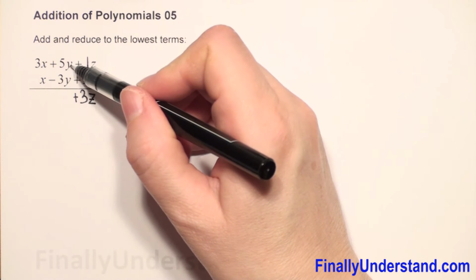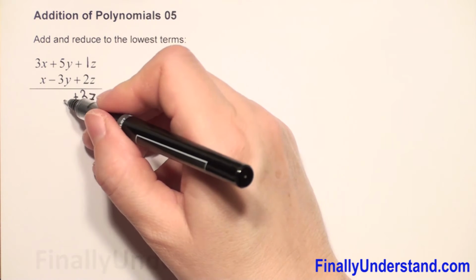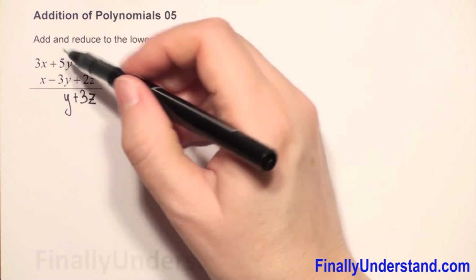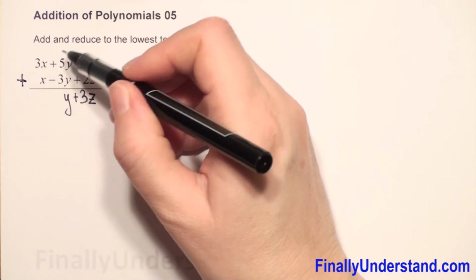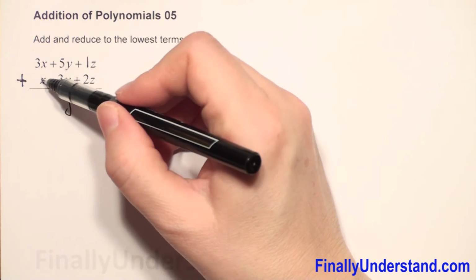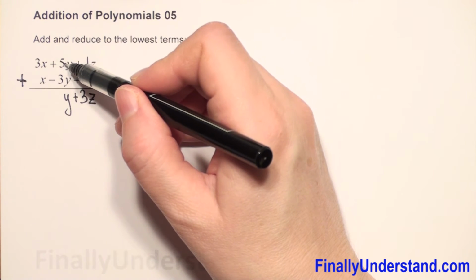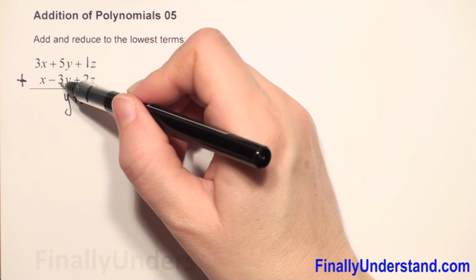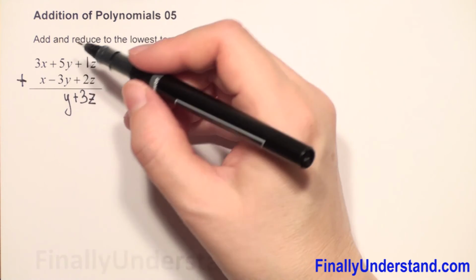Next, we have y and y, the same power, invisible 1. So we copy the y, and we now add the coefficients because we have addition here. So I can write plus before the whole second row. So we copy the variable, and now we just add the coefficients before y. So we have 5 plus negative 3. So 5 plus negative 3 is 2.